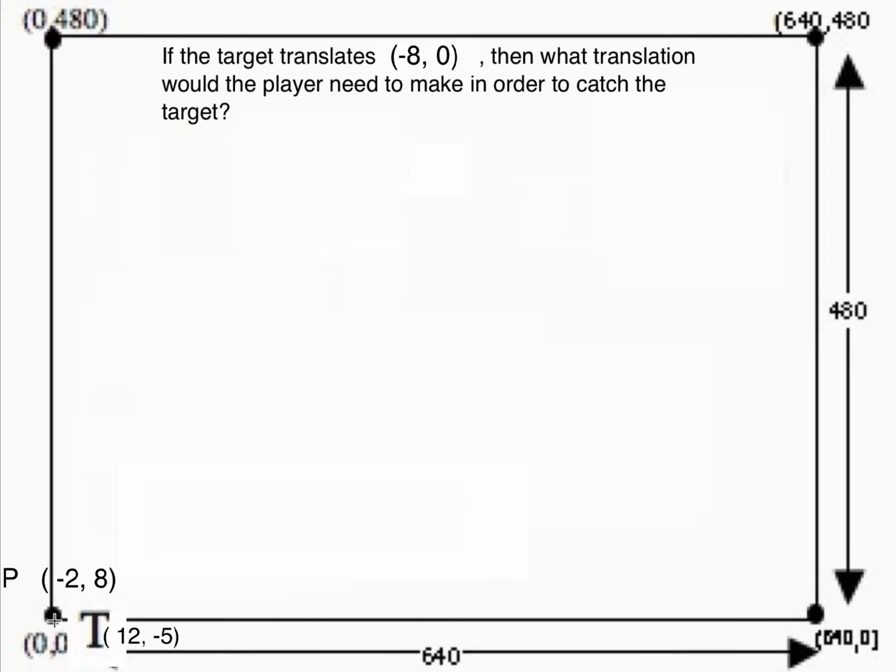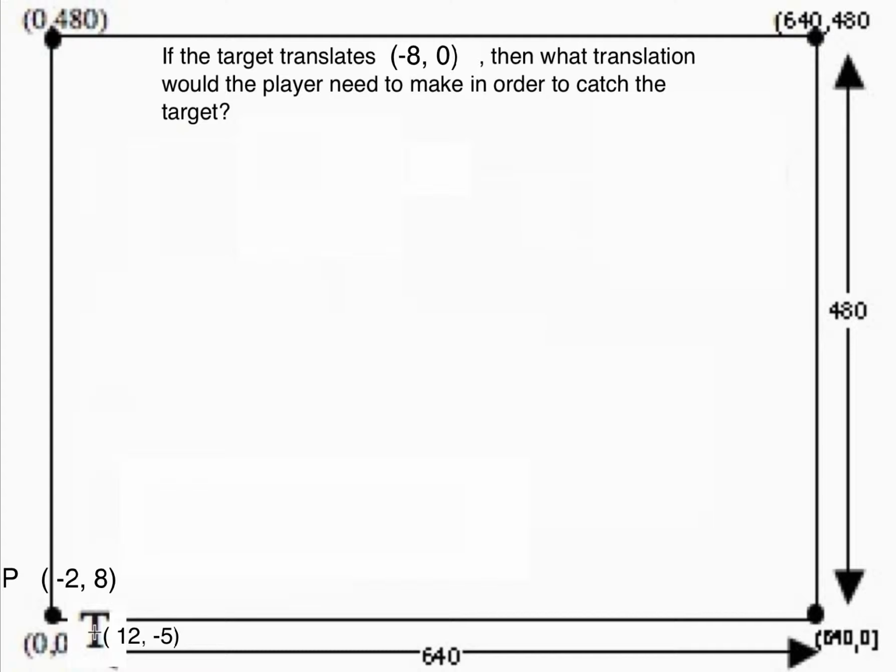So that means the player should be -2 and then 8. It could be moved over a little bit to the right, but regardless, it's in approximately the right spot. Now the target is at 12. So if we start at the origin and count 12 spaces over to the right, and then 5 spaces down, we end up in the midpoint of the target.